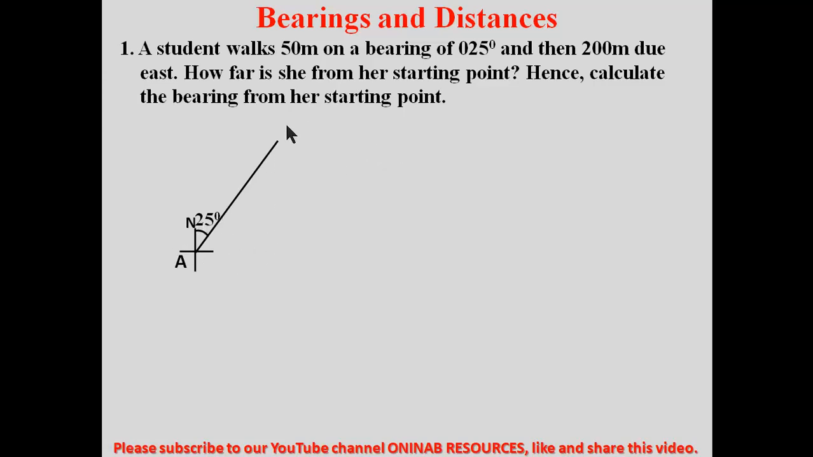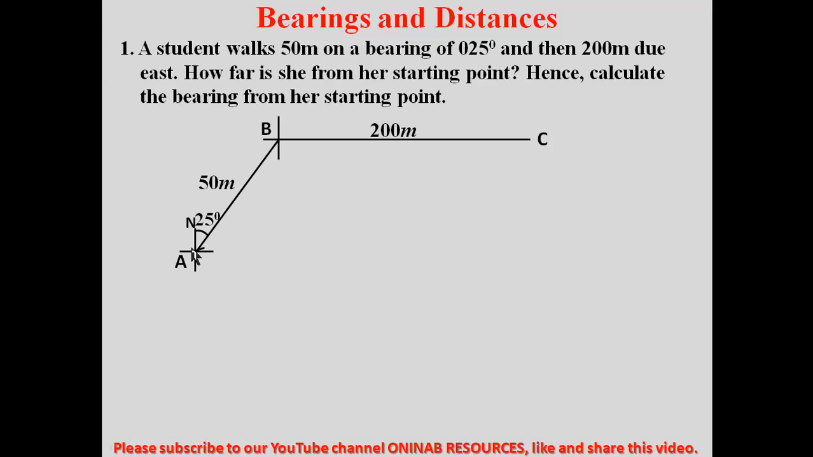So to another point, we call it B, a distance of 50 meters. So the student walks from A to B on a bearing of 25 degrees for 50 meters, and then 200 meters due east. So when she gets here, she moves in the eastern direction for 200 meters to point C. So we are to calculate how far she is from her starting point.